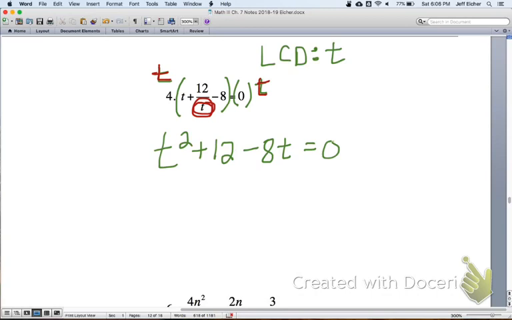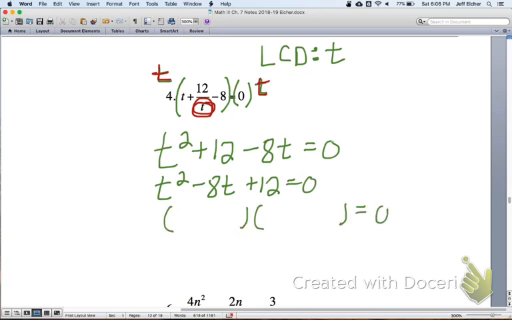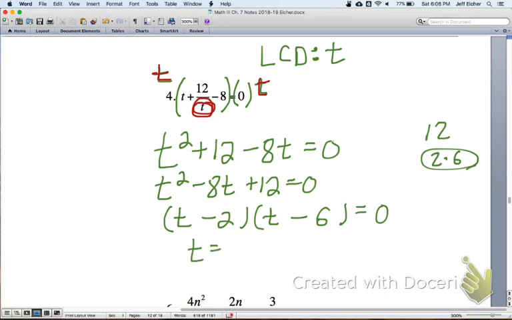So we get this quadratic. Let me put it in the correct order. t squared minus 8t plus 12 equals 0. I believe that's factorable. Factors of 12 that would get me to negative 8. We could have 2 times 6, that would get me to 8. So we have t and a 2, t and a 6, and they both need to be negative since they multiply to positive 12 and add to negative 8. So we get two answers. We get t equals 2, and we get t equals 6.